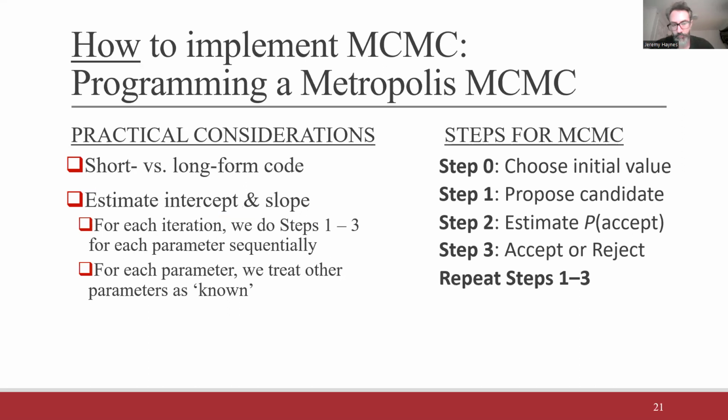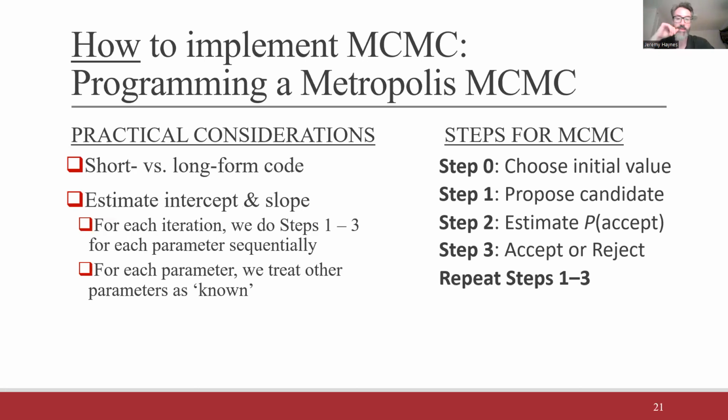We're going to program a simple linear regression. So this is going to involve estimating an intercept and a slope. And the way that this will work is that we're going to walk through the steps for the MCMC for each parameter sequentially. So we're going to go through steps 1 through 3 for the intercept, the slope, and then the error term as well.